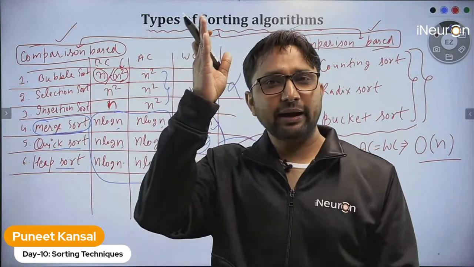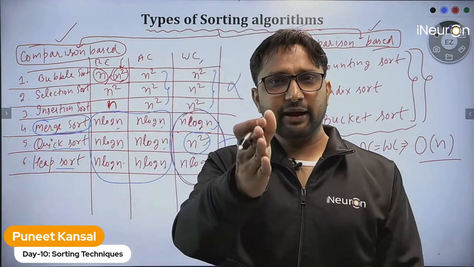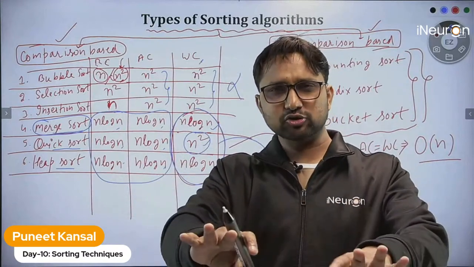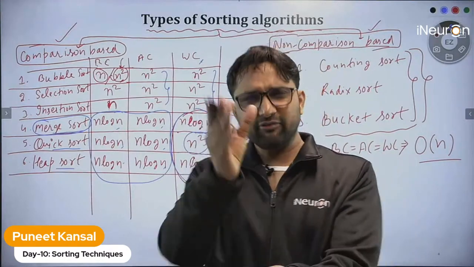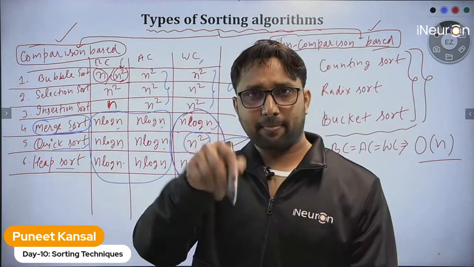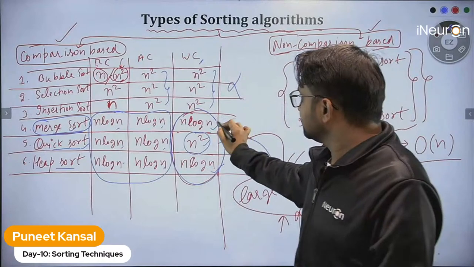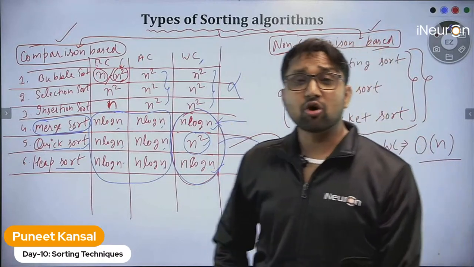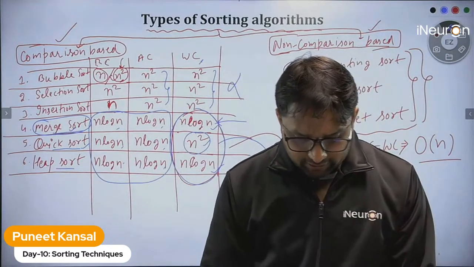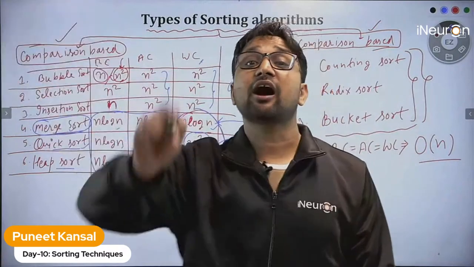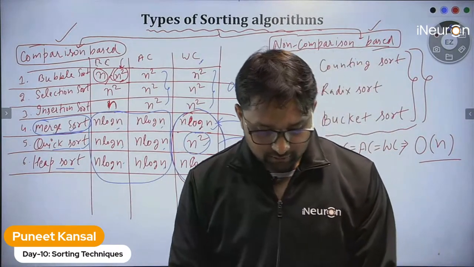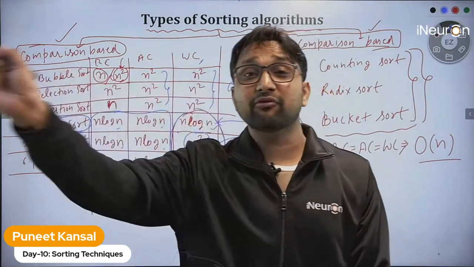That means we divide the array in half. In merge sort we divide it, and in quick sort also we divide. Every time we divide in half only. In both quick sort and merge sort, we divide the array in half. But in merge sort, we compare the left half elements with the right half elements. In merge sort, left half elements are compared with the right half elements.